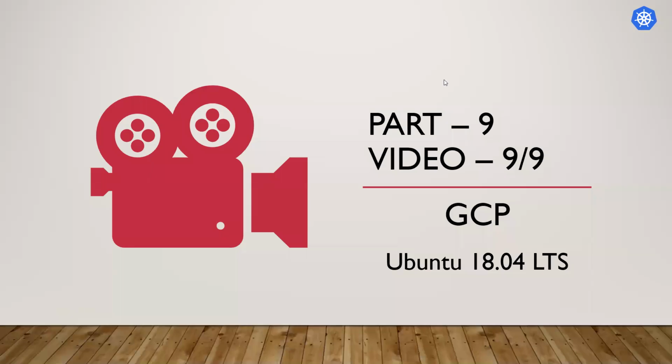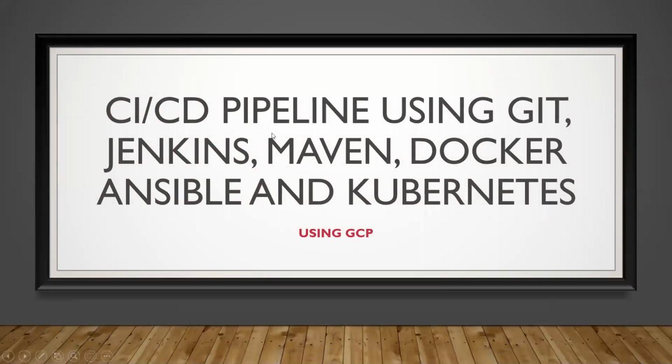Hi all, this is part 9 of a series of 9 videos, and this is the last video. Here we will use the GCP Cloud and Ubuntu 18.04 OS. We will create a demo on a CICD pipeline using Git, Jenkins, Maven, Docker, Ansible, and Kubernetes on GCP Cloud.